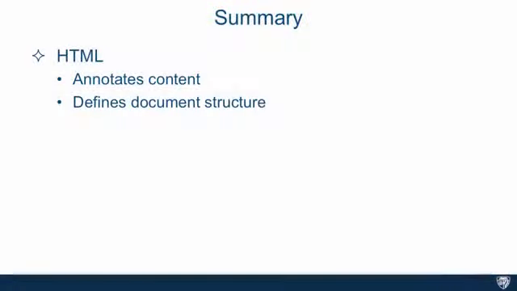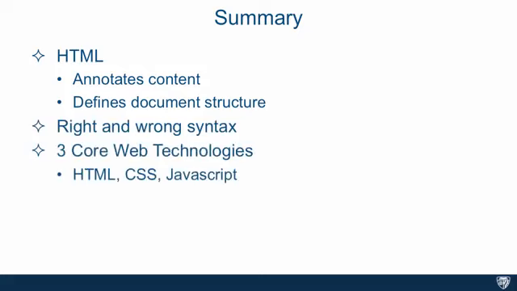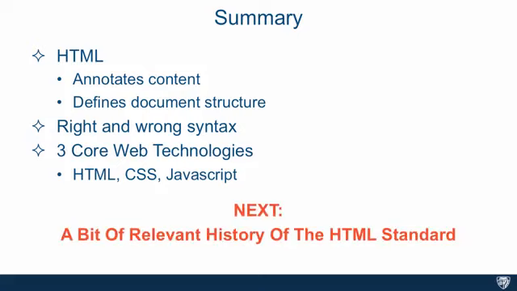So in summary, we spoke about HTML and the fact that its job is to annotate content and define document structure. And obviously, as any language, it has a right and wrong syntax, which you'll have to learn in order to code it. And the 3 core web technologies, HTML, CSS, and JavaScript, work very well together because each one of them has its own distinct and precise role, and they don't really step on each other. They work very nicely together. Next, we'll talk about a bit of a relevant history of the HTML standard, and I do mean relevant.